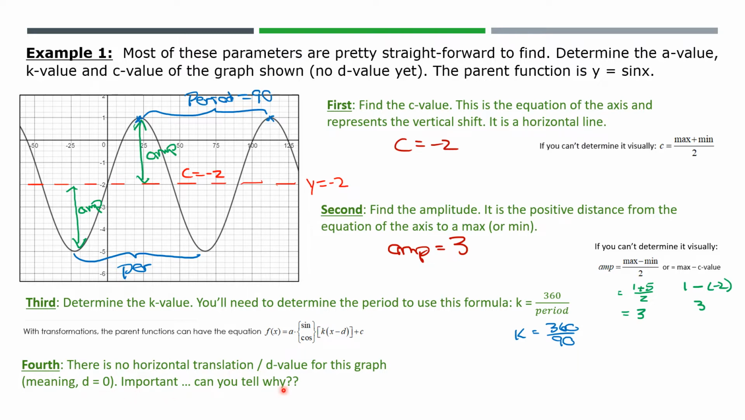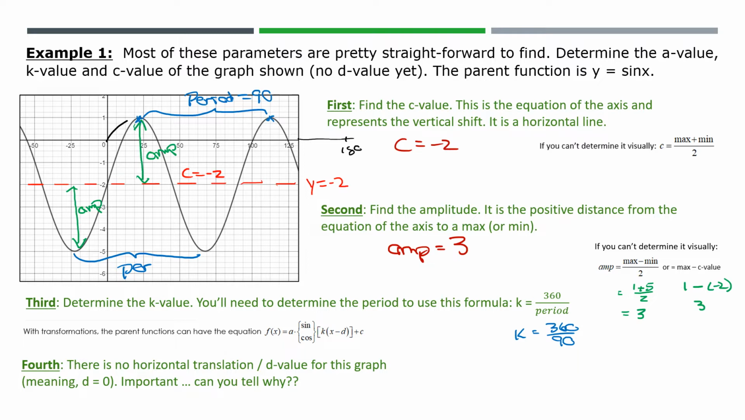Can you tell why? Why is d equal to 0? Why is there no transformation? Let's talk about the parent graph. The parent graph is sine x. Let me draw it on here in black. The sine wave goes through the origin, comes up to a height of 1, and I'm looking at my scale here. I need to go 360 degrees. This does not go to 360 degrees, but let's just say we were going to 180.